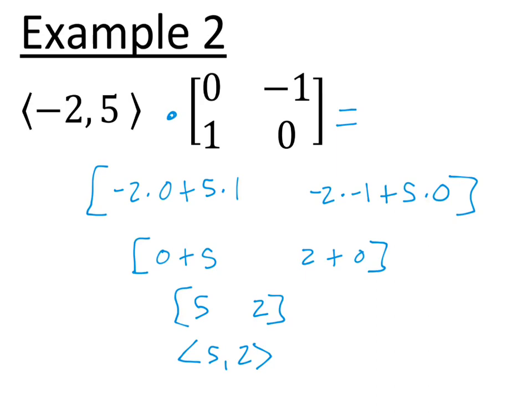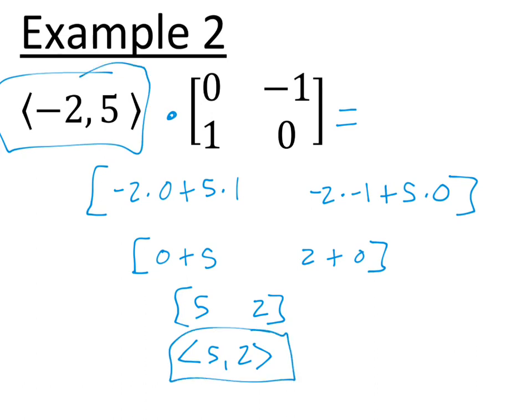Did you get 5, 2 as a resulting vector? Hopefully you did, because -2, 5 times 0, 1 is going to give you the 5 there. And then -2, 5 times -1, 0 is going to give you the 2 on the end. You can look through and figure out where the numbers came from if you got a bit lost there. But our starting vector was -2, 5, and now we end up at 5, 2.